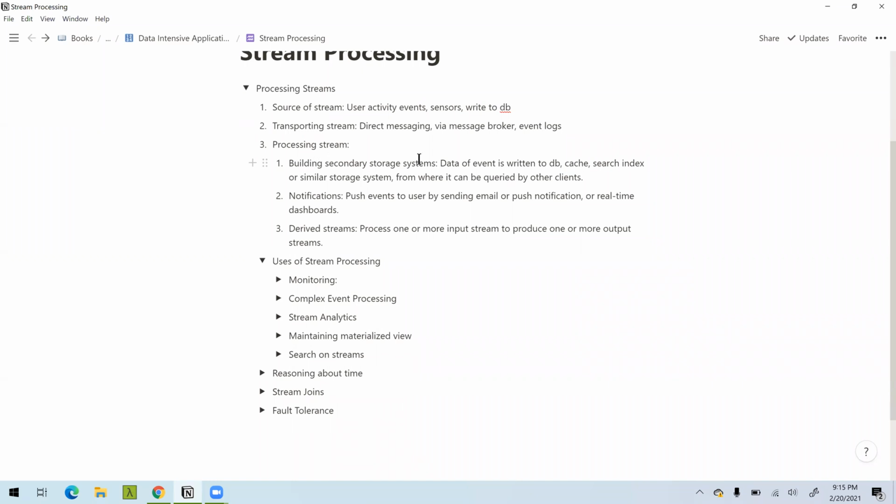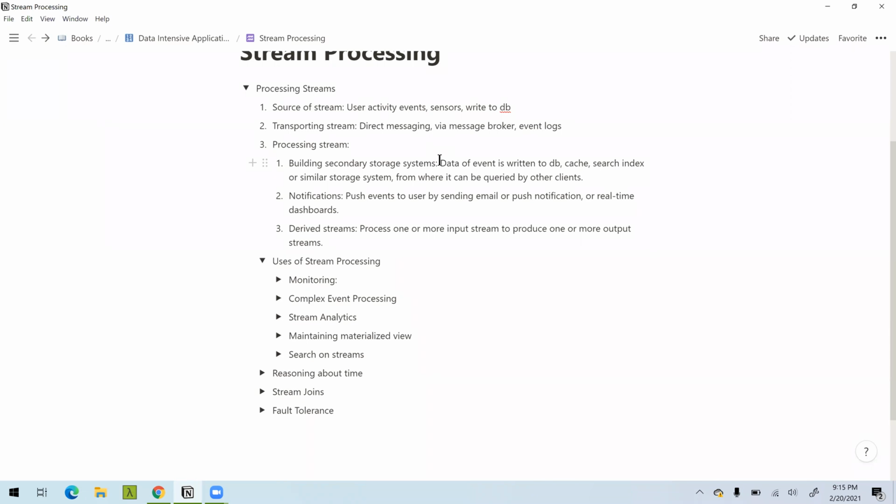The examples of secondary storage systems are if you have some cache or some search index or things like that, right? The second way to process your streams would be notifications, that once your streams are received, they are then sent as notifications to users, right?